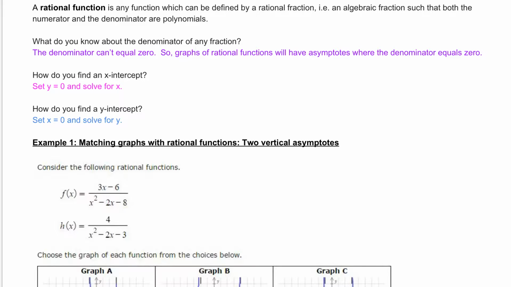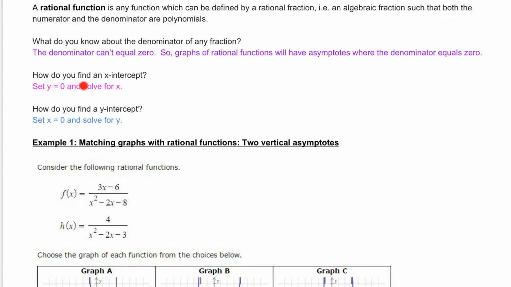In 6.4 day 1, if we take a look at the top, it says a rational function is any function which can be defined by a rational fraction. For example, an algebraic fraction such that both the numerator and the denominator are polynomials. What do you know about the denominator of any fraction? Well, the answer to that question is that the denominator can't equal 0. So graphs of rational functions will have asymptotes where the denominator equals 0.